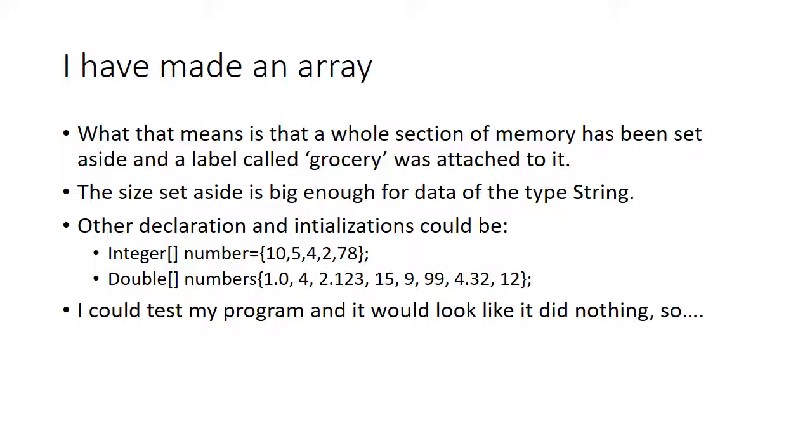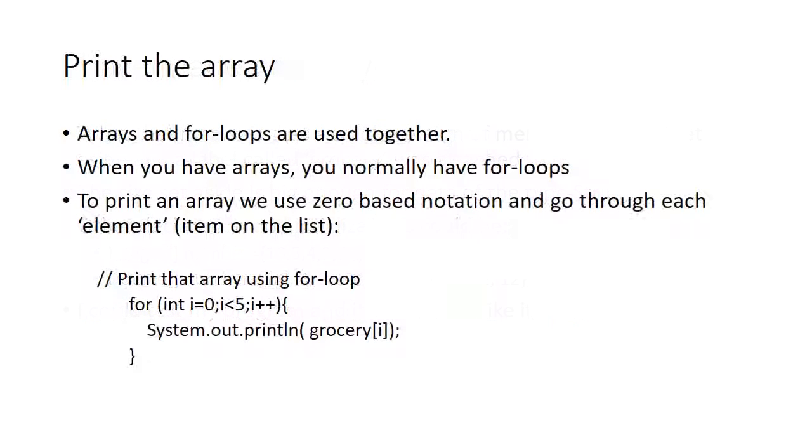If I tested my program at this point, it would do absolutely nothing. So now we print the array. Arrays and for loops are used together. If you're doing anything with arrays, you will normally have for loops. Now remember that the list started at 0. So we're going to use this 0-based notation as we go through each element of that list. So that means every item on the list, and print it out.